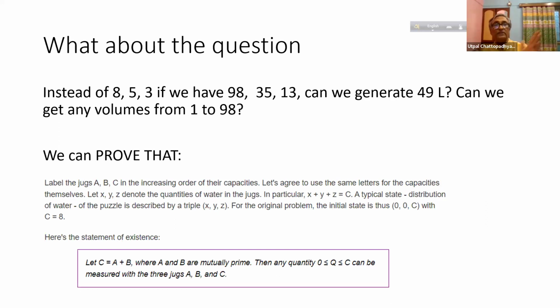By the way, I want to answer the question. What about 98, 35, and 13? And here I'll just quote a theorem. By the way, here A, B, C are in the reverse order. So it will be 3, 5, 8 as opposed to 8, 5, 3. I've been writing 8, 5, 3, but A, B, C are in the order 3, 5, 8. Basically it says that if you have 3 jars, A, B, C in ascending order, and C equals A plus B, and A and B are mutually prime, that means there is no common factor, then you can actually find a configuration which will have any quantity between 0 and C. Okay? You should think about it and understand.